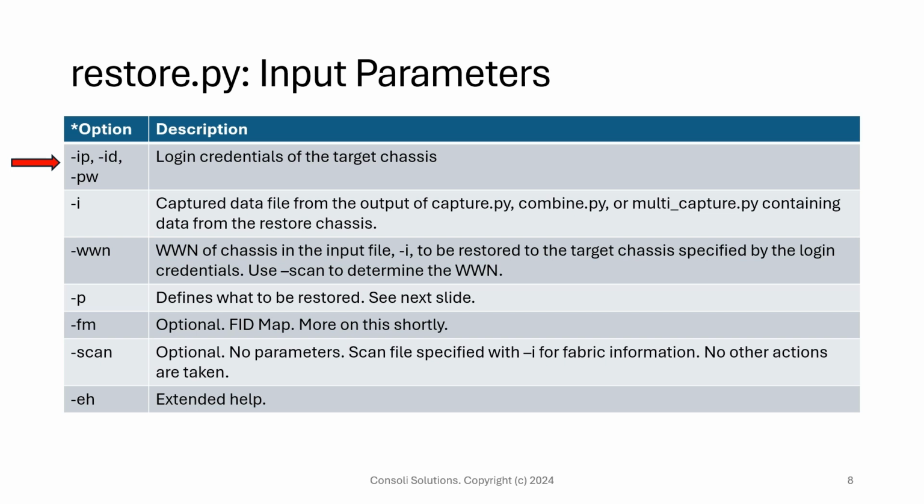These are your login credentials for the target chassis. -I is the name of the captured data file that you're going to use for the restore chassis. -WWN tells me which chassis is in that input file. -P, we're going to talk about that a little more in the next slide, but that defines what it is that's going to be restored. -FM is your fabric map. We're going to discuss that again in greater detail.